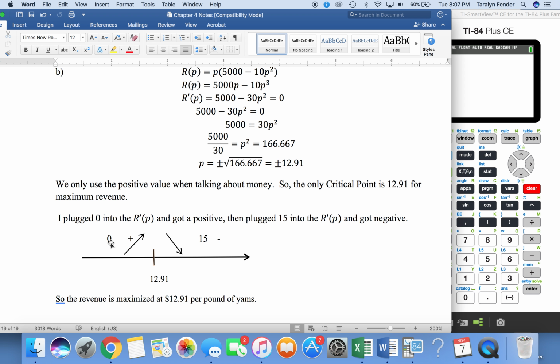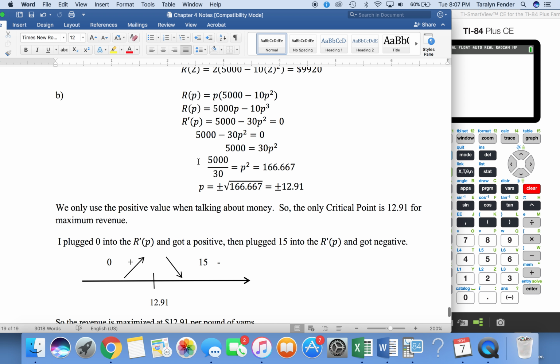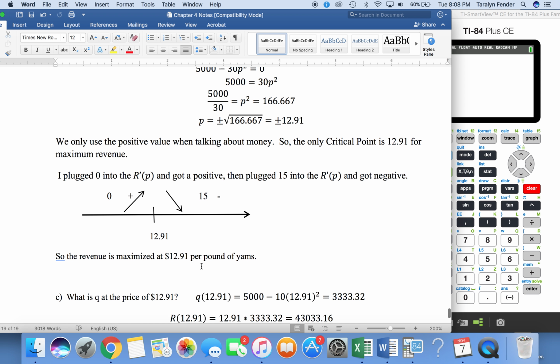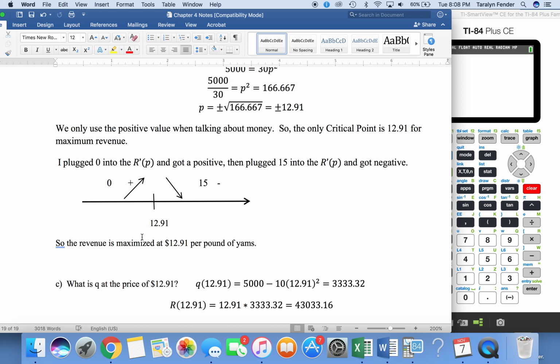When you plug in 0 to the derivative equation, I plugged in 0 here, and I got a positive value. 5,000 minus 30 times 0 is 0, and we get 5,000, so that's a positive value. If I plug in 15 here, then this value is greater than 5,000, so that gives me a negative value. So the revenue is maximized at $12.91 per pound of yams.